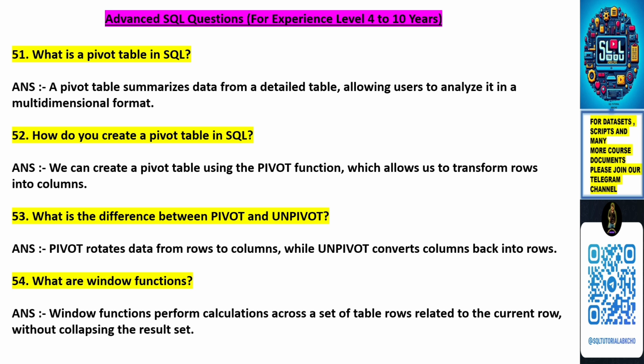The 54th question: what are window functions? Window functions perform calculations across a set of table rows related to the current row without collapsing the result set. You can also provide some examples of window functions like lead and lag, and previously we also mentioned functions like row number, rank, and dense rank.